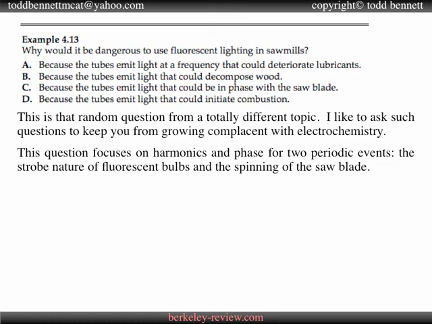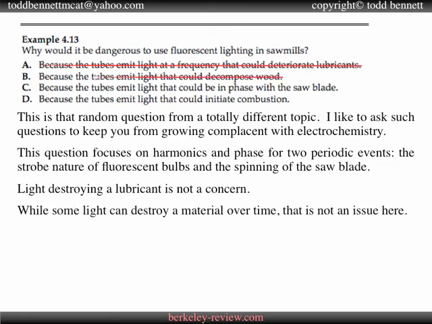So the tubes are emitting light at a certain frequency that could deteriorate lubricants. That's just a throwaway answer. Just definitely not what we're dealing with here. The tubes could emit light that decomposes wood. Well, if that were true, sunlight would have destroyed it long before the wood ever got into the sawmill. So those are throwaway answers that are tempting because they're talking about, I guess, a chemical process or an organic chemistry material, but just not applicable.